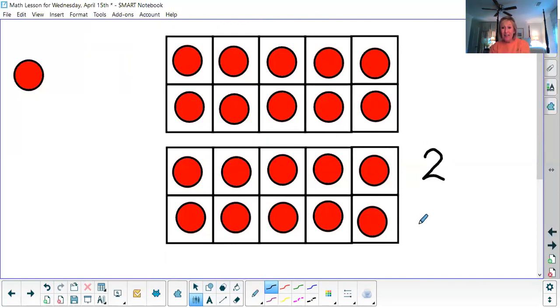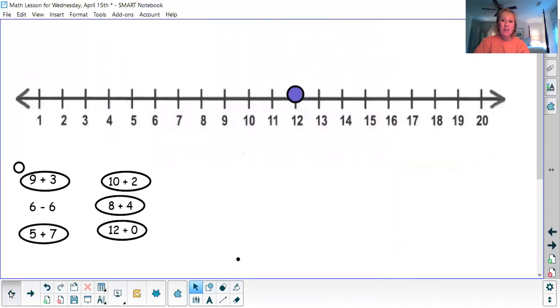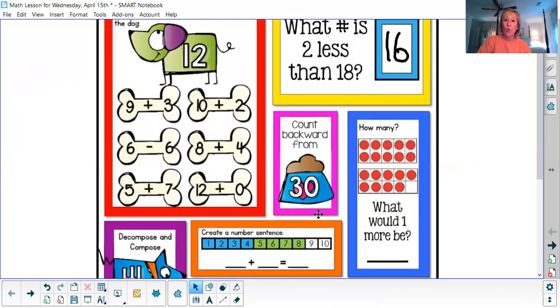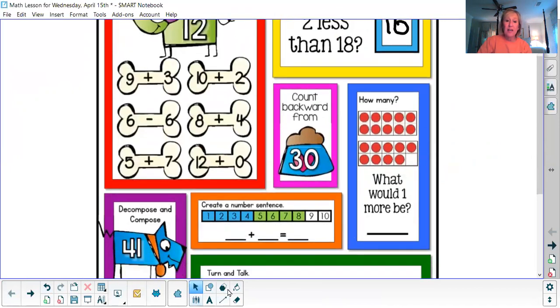And now, do I have any extra ones? No extra ones, just two full groups of 10. So I've got to put something in the ones place. So I just put a 0. This means 2 tens and 0 extra ones, 20. So the answer on this one more would be 20. 19 plus one more is 20.